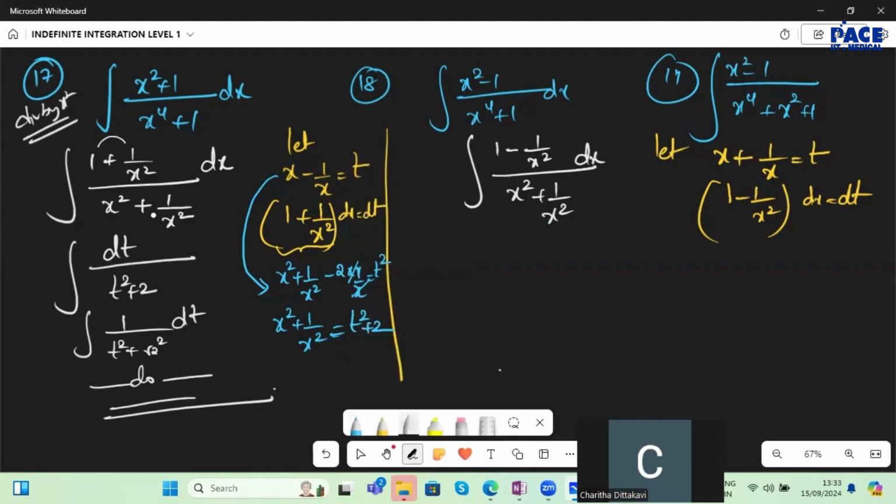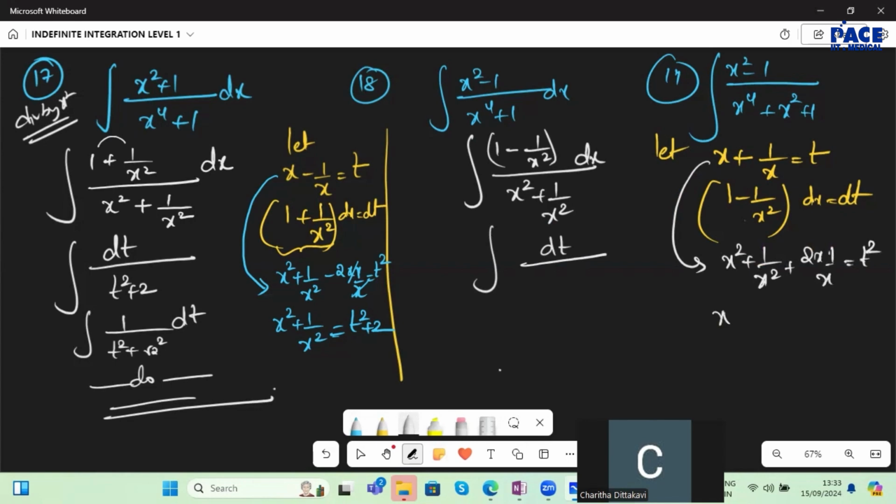Now observe here. So here also 1 minus 1 by x square dx equal to dt. Fine. But what shall I replace here? Also x square plus 1 by x square minus 2x into 1 by x, which is nothing but t square. Hence, what is x square plus 1 by x square? That is t square plus 2. It is your t square plus 2.